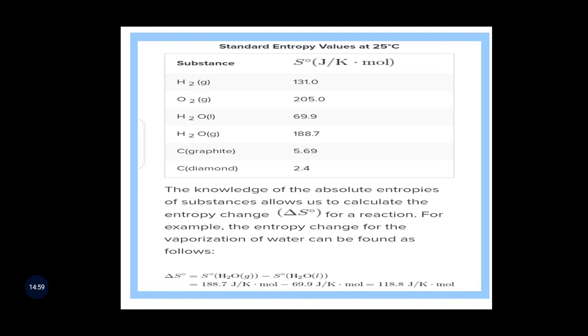The hydrogen gas here, we have it to be 131 joule per kelvin per mole. The same thing applies. Oxygen, we have 205. Water, we have 69.9.